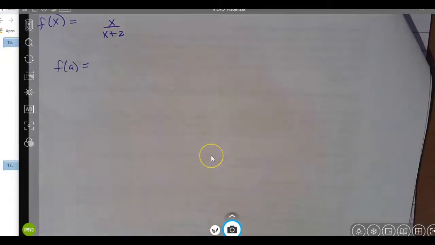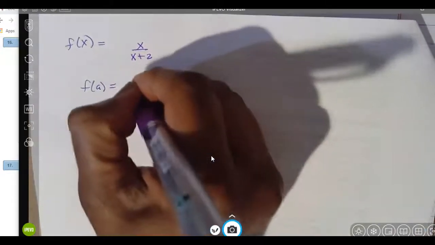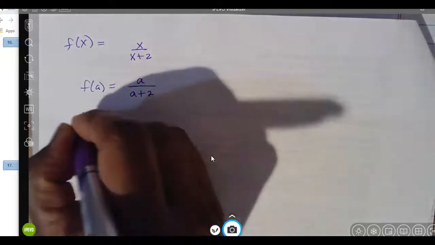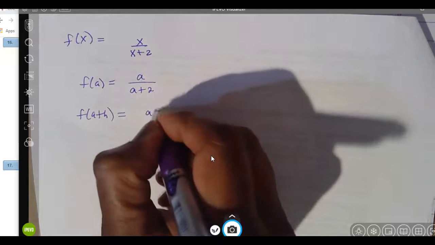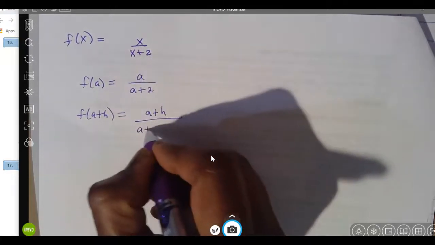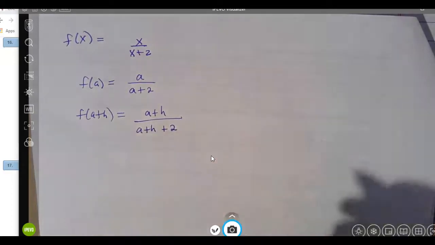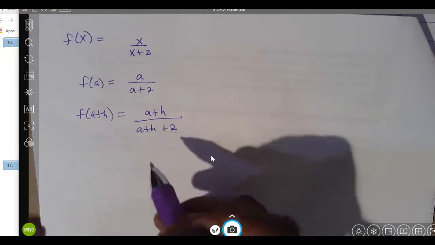So here's my work. You have f of a, which is just a over a plus 2. And for f of a plus h, plug in a plus h wherever you see an x. So that's a plus h there. Then the bottom is a plus h plus 2. Now you can't cancel or do anything like that because of the order of operations.